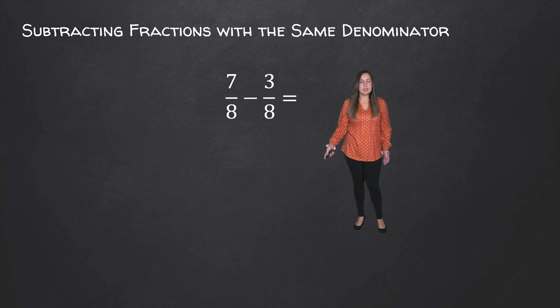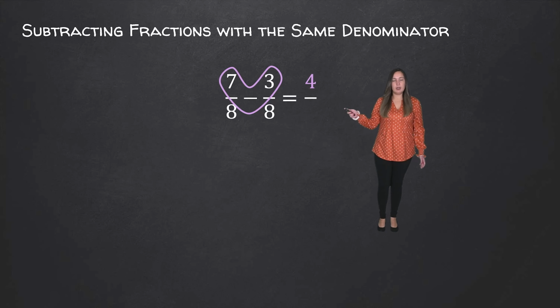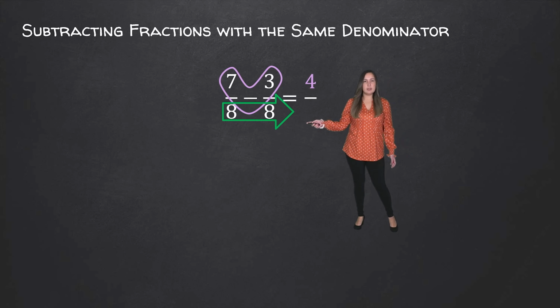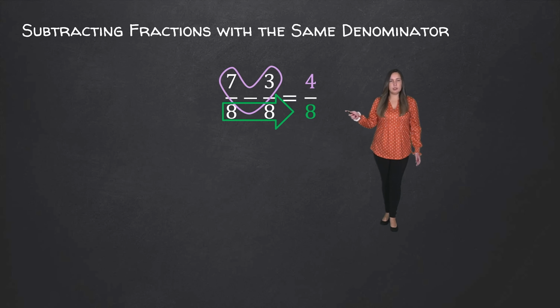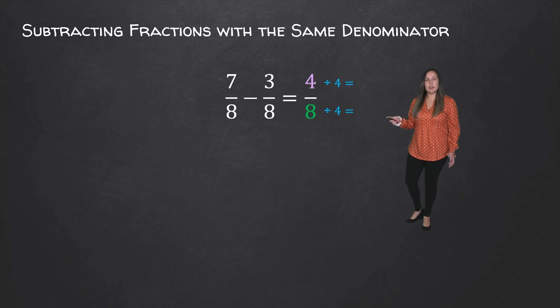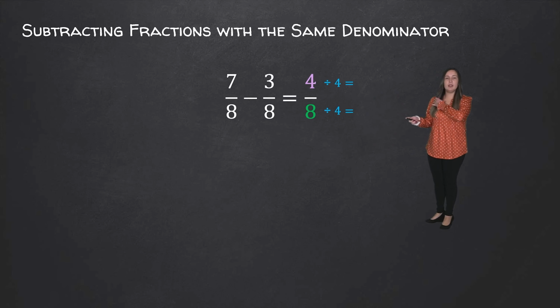Now, let's say we didn't have our model. Because the denominators are the same, we could go ahead and subtract the numerators. 7 minus 3 is equal to 4, and then because the denominators are the same, we're just going to rewrite our denominator. So 7 over 8 minus 3 over 8 is equal to 4 over 8, which we can simplify by dividing the numerator and the denominator by 4, which would then give us 1 over 2.